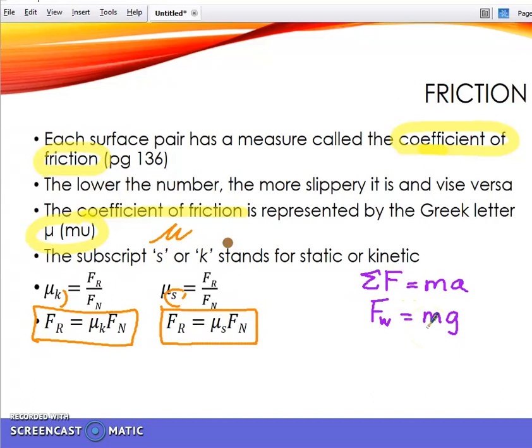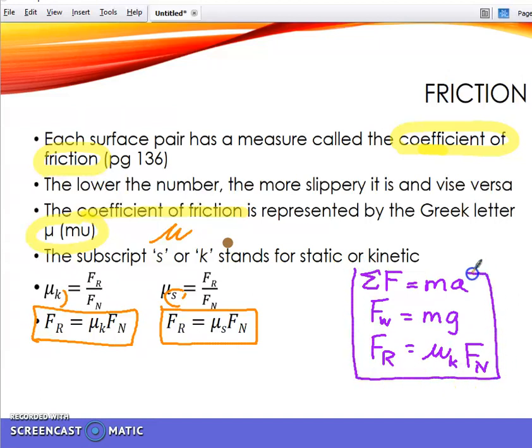And now the third equation to add to our list is F sub r, which is friction, is equal to mu, I'll write a K because that's the most common form of friction we'll deal with, mu K times Fn. These three equations really are the backbone of these problems that we're going to deal with. So make sure you have those on your card, at the very least in your notes.